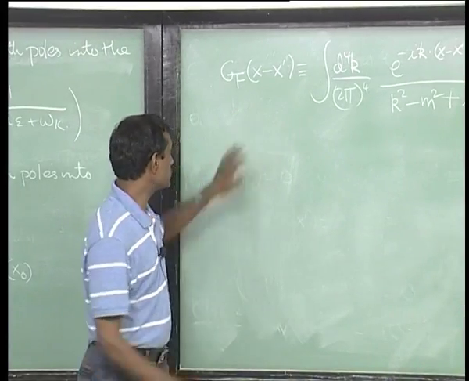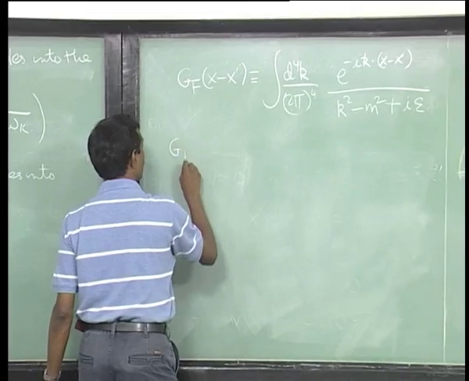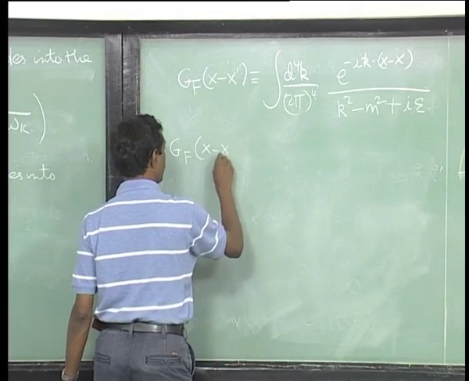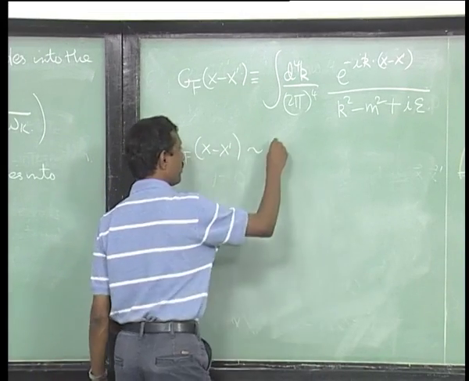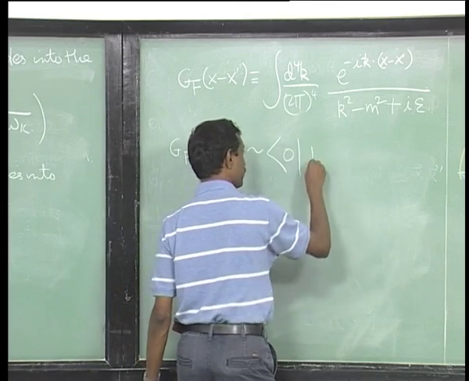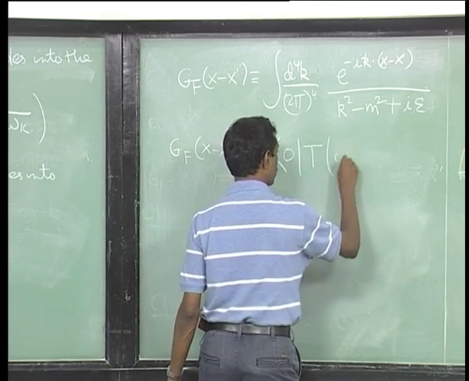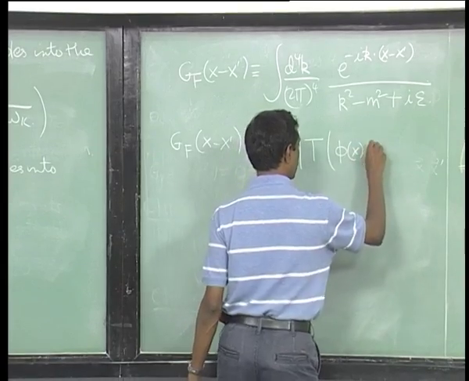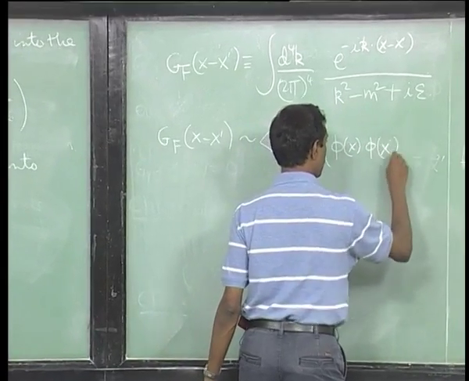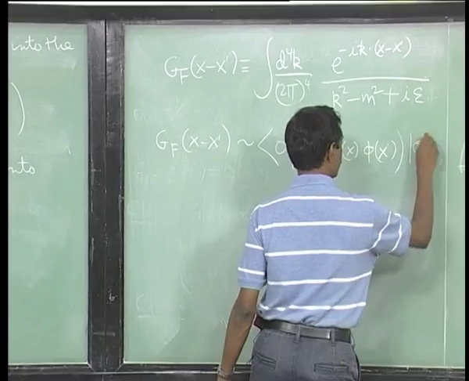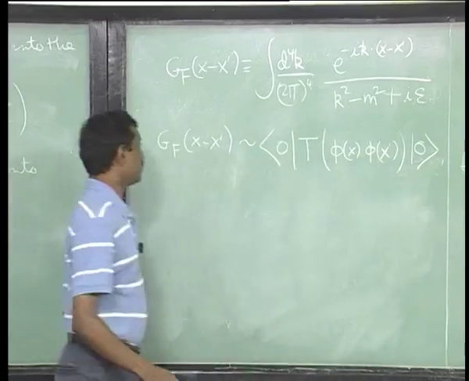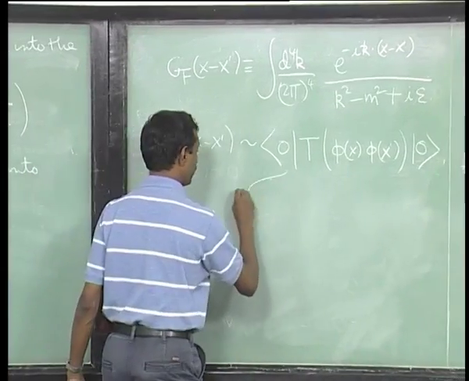Okay. So, this object, G_F of x minus x prime, up to some multiplicative factor in quantum field theory, is the time-ordered product of two fields, phi of x and phi of x prime. Okay. So, this is called the Feynman propagator.